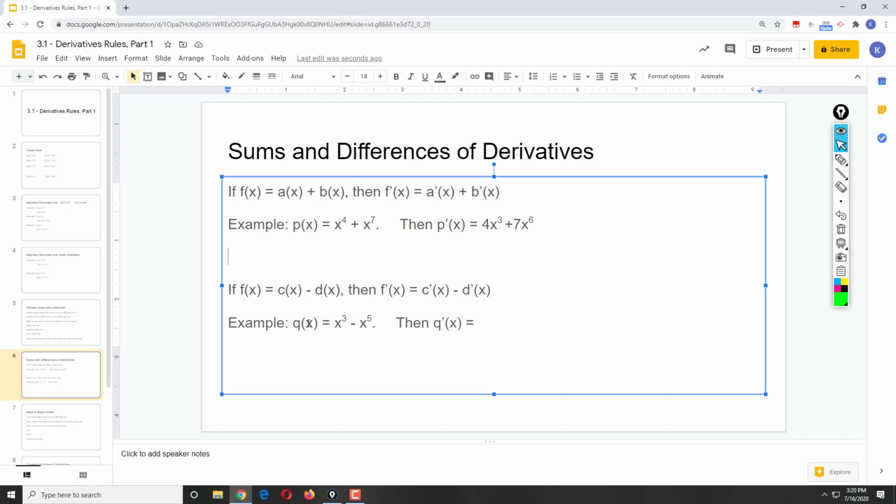Subtraction works the same way. If we have x to the 3rd power minus x to the 5th power, then the derivative is just 3x to the 2nd power minus the derivative of x to the 5th, which is 5x to the 4th power. So if we see addition and subtraction, we can just add and subtract right at the derivatives.